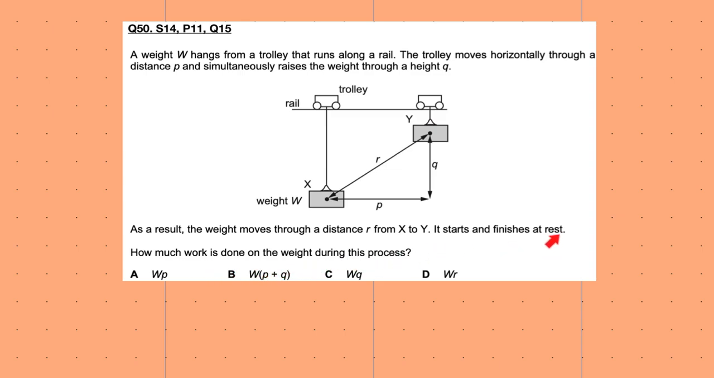So if it starts and finishes at rest, this is meant to show you that none of the work being done goes into kinetic, so basically all goes into potential. So you know that the weight would be marked downwards like this. And if we are talking about work, I know that the weight is vertical, so the distance must also be vertical, which is Wq. That's the work done.